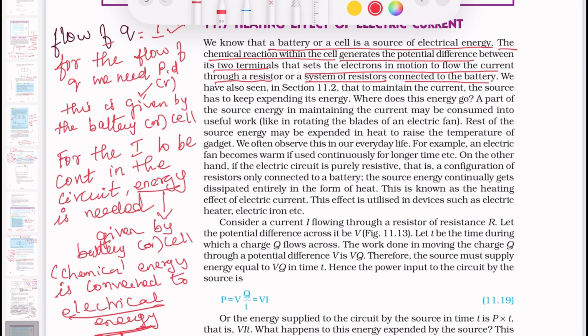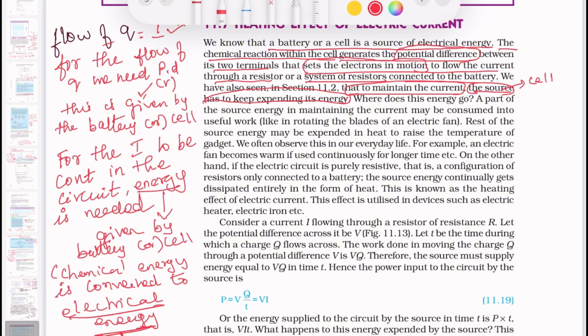So the flow of electrons happens because of the potential difference. Electrons are in motion. But to maintain the current, the source has to keep expending its energy. So where is this energy coming from? The energy is coming from the cell. That was the first point.